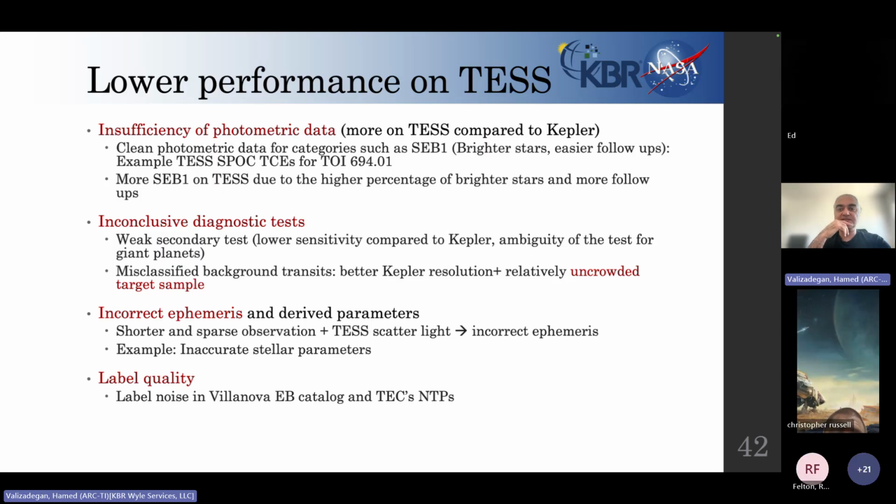And there are subcategories like SEB1 that are more common in TESS data because there are more follow-ups. The selection of the stars in TESS is such that follow-up is easier for TESS compared to Kepler. Besides that, diagnostic tests are more inconclusive for TESS. Because of the short length of observation, ephemeris calculation and derived parameters are sometimes wrong. And as I mentioned, the label is not of high quality. So overall, that means that we have a lower performance.